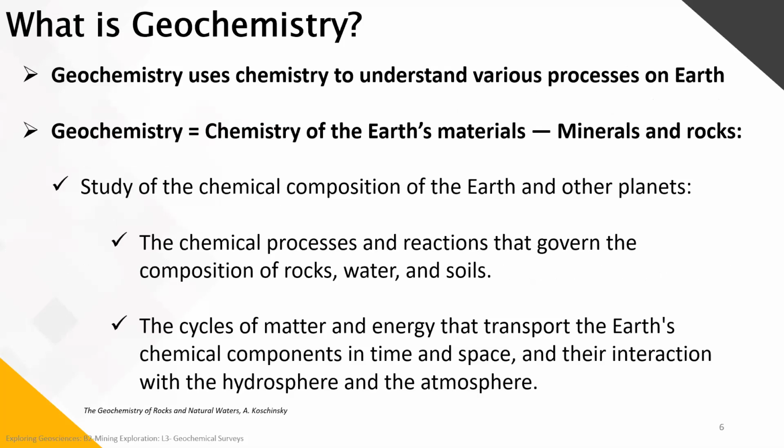So geochemistry uses chemistry to understand various processes of the earth. Geochemistry is the chemistry of the earth's material, so the minerals and the rocks. The study of the chemical composition of the earth and other planets includes the chemical processes and reactions that govern the composition of rocks, water, and soils, the cycles of matter and energy that transport the Earth's chemical components in time and space, and their interaction with the hydrosphere and the atmosphere.